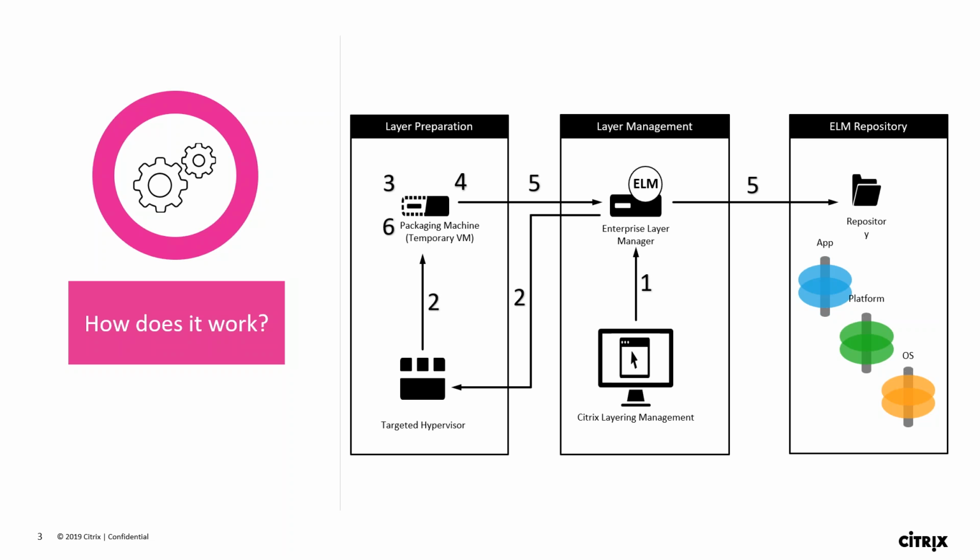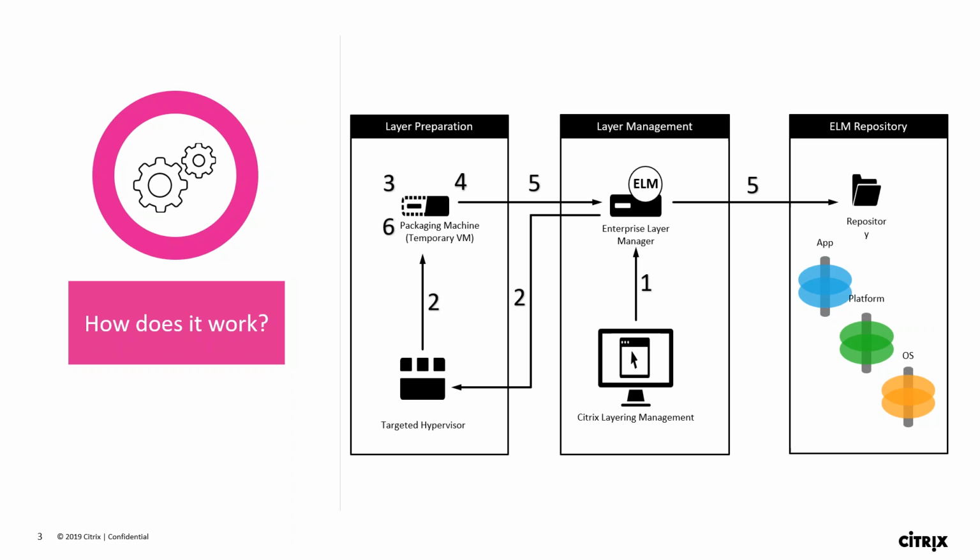This virtual machine is then used to package the layer that you want to create. This temporary virtual machine is called the packaging machine. The packaging machine is used to deliver or create that desired layer. For example, if you wanted to create a new application layer for Microsoft Office, you would install the Microsoft Office application on the temporary virtual machine, and then it would create the layer.